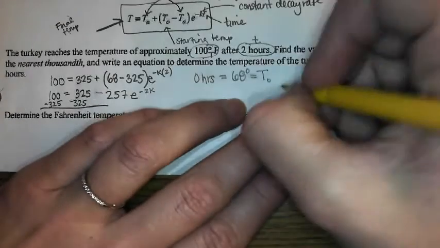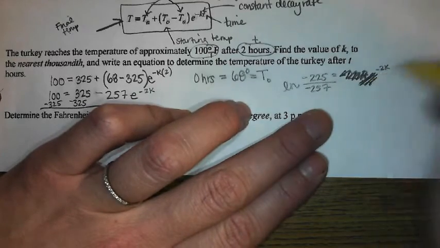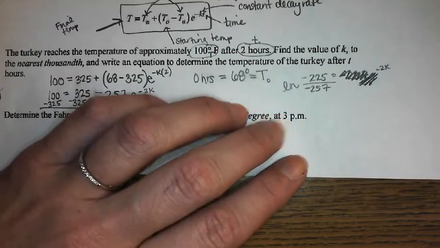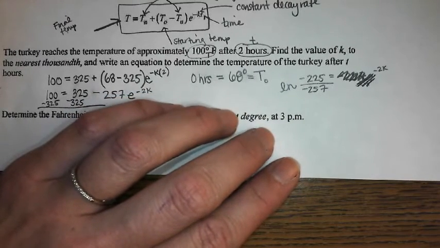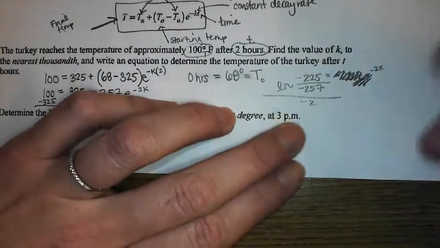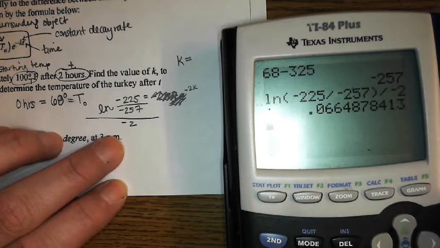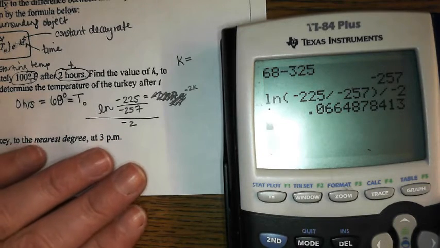Now natural log both sides. So when I natural log on the left, natural log on the right is going to cancel that. I'm just trying to save space here. And then divide both sides by the negative 2. So k to the nearest thousandth equals the natural log of negative 225 divided by negative 257, close parentheses. Take that answer and divide it by negative 2. 0.066. Tenths, hundredths, thousandths, yeah.